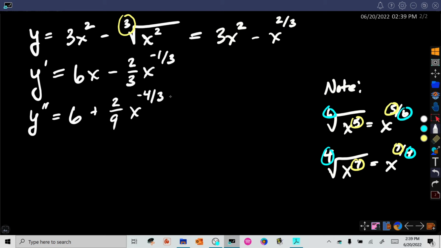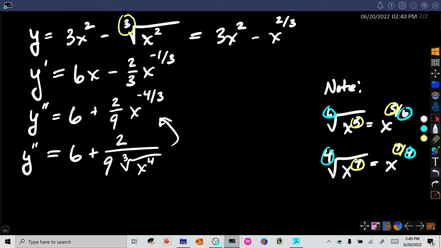Okay, and if you wanted, again, similar to what we did in the last one, to convert to something in rational radical form, this 2 is going to be in the numerator, and then the 9 is going to drop down as the fraction. So again, this is all multiplying here. This x to the minus 4/3 becomes 4/3 in the denominator. And remember, we're taking the cube root because it's going to be the cube root of x to the 4th. So this right here is an equivalent expression to that thing right there.